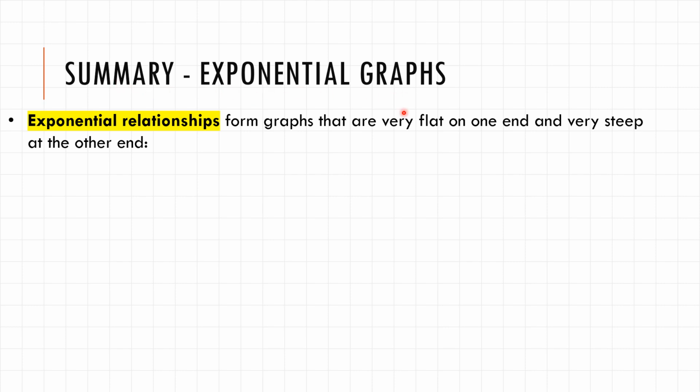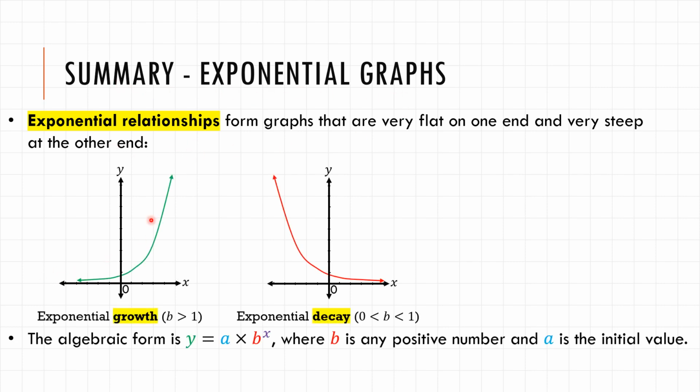From there, we looked at the graphs of exponential relationships, and we saw that the graphs sort of look like this, where they're very flat on one end, and they very quickly increase and get very steep at the other end. If the base of the graph is a number that's greater than 1, it's increasing when you go left to right. And if it's between 0 and 1, it's decreasing. It's decaying as we go from left to right.